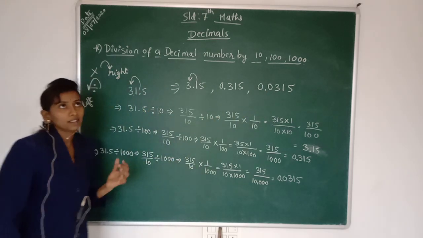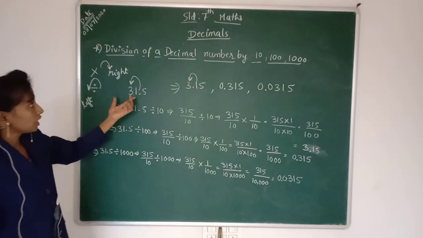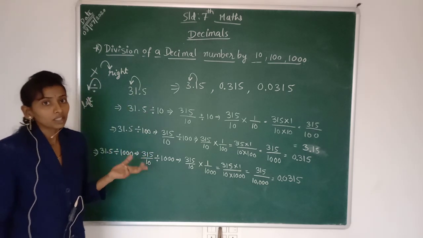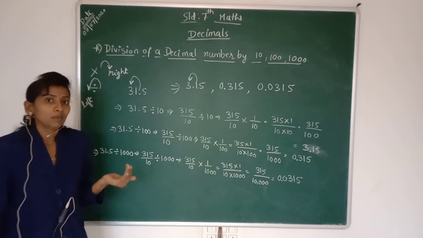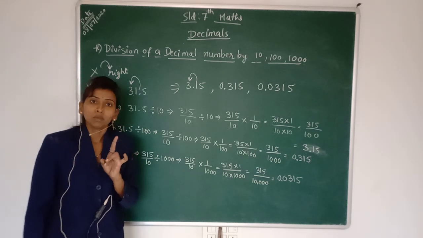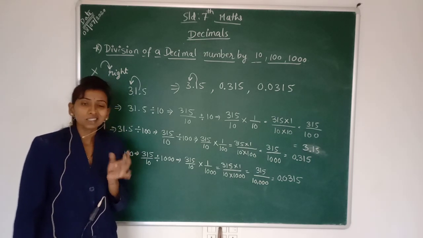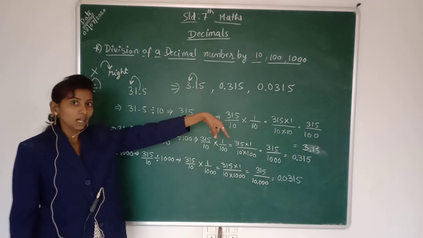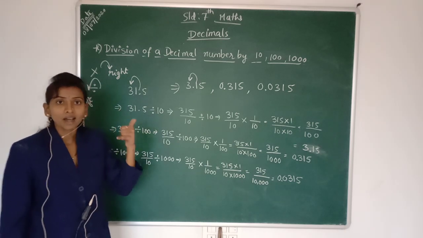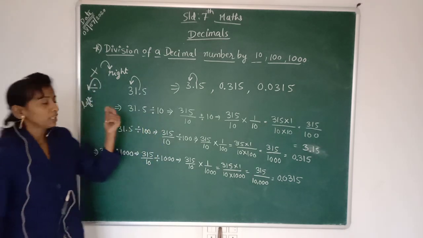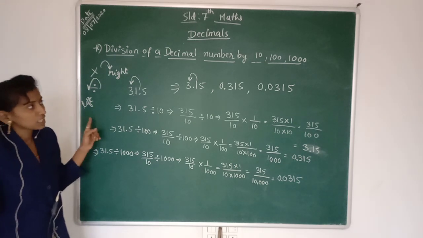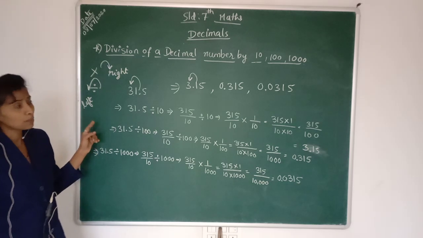What we conclude is that when we divide the decimal number by 10, 100 and 1000, the quotient digits are the same, but the decimal point moves towards the left. While multiplying decimal numbers, the decimal point moves towards the right. Opposite of that, when we divide the decimal number by 10, 100 and 1000, the decimal point moves towards the left. Okay students, we will see some more examples in our next class.